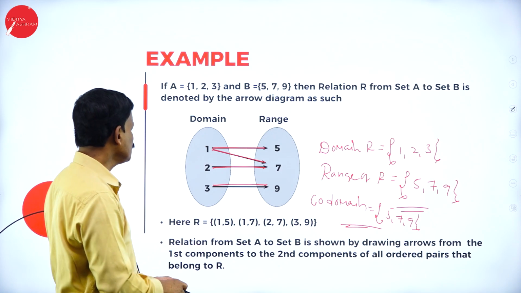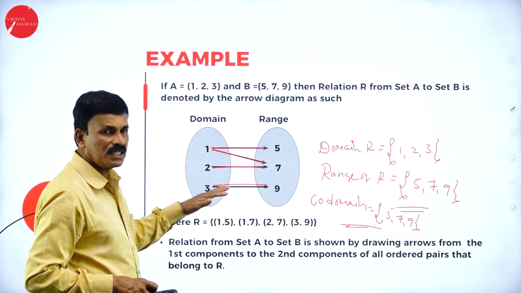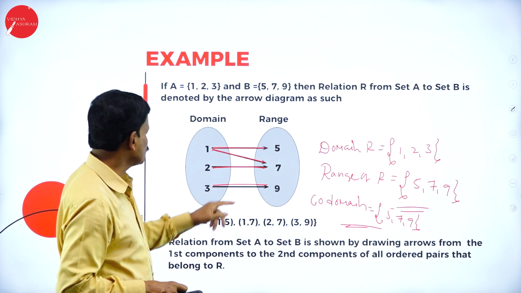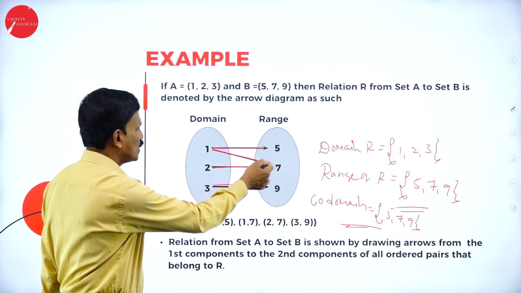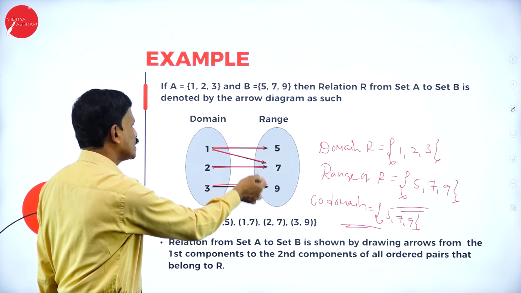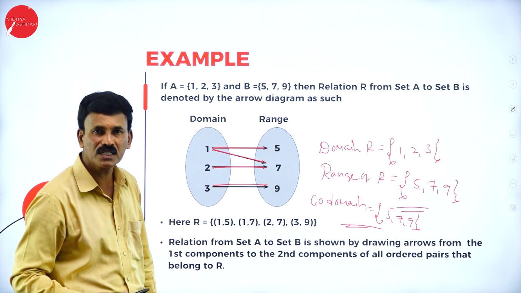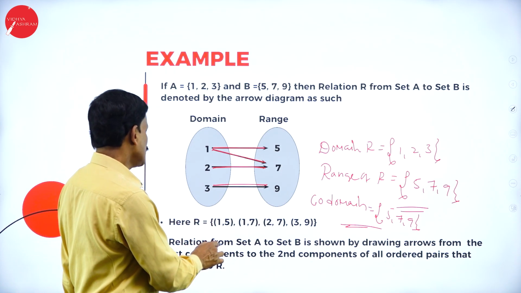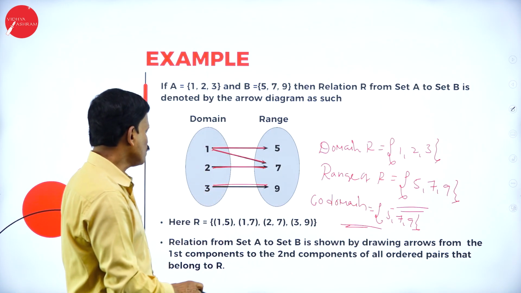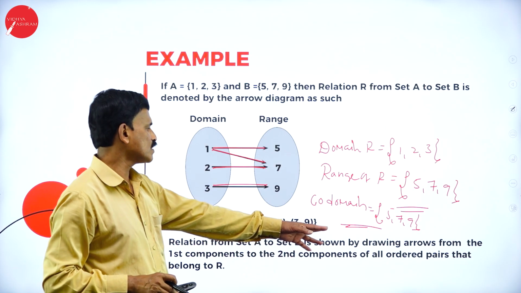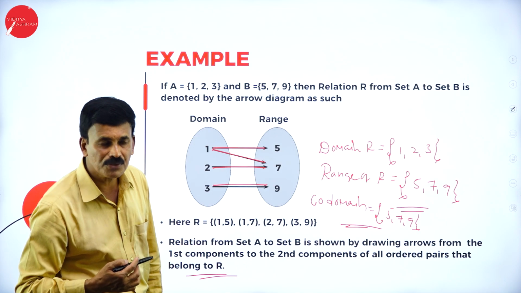So, here suppose a set A contains 1, 2, 3, B contains 5, 7, 9, and these are represented by an arrow diagram: 1 to 5, 1 to 7, 2 to 7 and 3 to 9. The domain of this is 1, 2, 3, the range is 5, 7, 9, and the codomain is equal to the set B itself, 5, 7 and 9. So, for the relation from set A to set B shown by the arrow diagram, the first components and the second components of all ordered pairs that belong to R are represented by an arrow diagram.